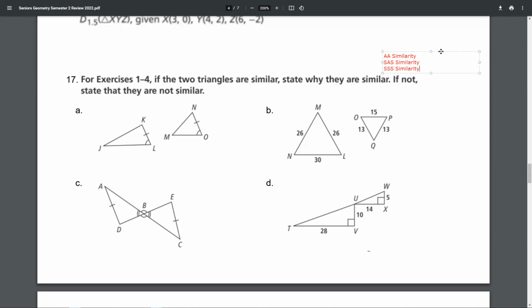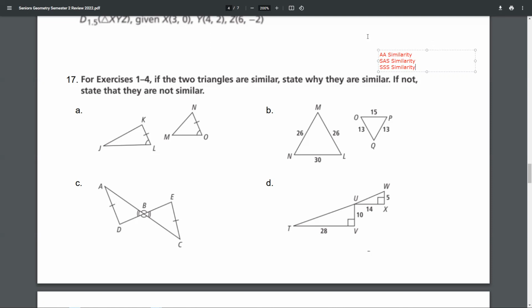Angle-angle similarity was, we had to show that we had 2 pairs of corresponding angles that were congruent between the 2 triangles, then they would be similar. Side-angle-side was if 2 pairs of sides were proportional, and the angle between those sets of sides was congruent, then it would be similar. And then side-side-side is if all the sides are proportional.